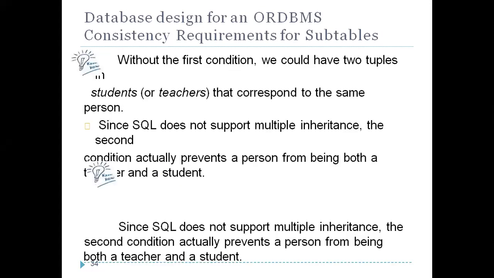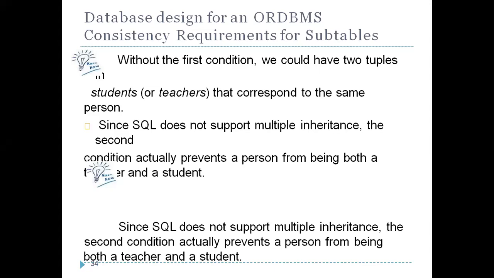So without the first condition, in a particular parent table and subtable, at most one tuple can correspond to each other. Otherwise, two tuples, student and teacher, could correspond to the same person. SQL does not support this type of multiple inheritance. So the second condition prevents a person from being both a teacher and a student.